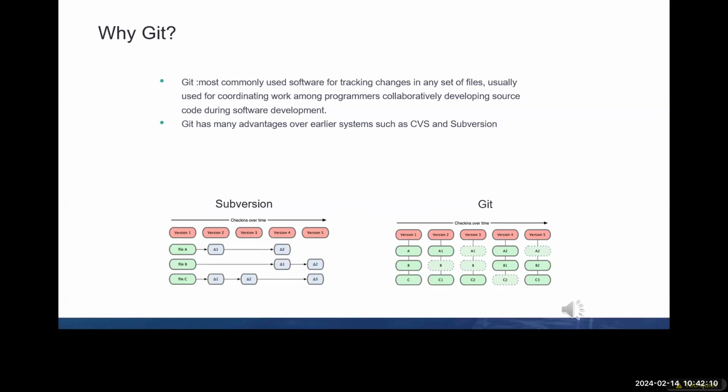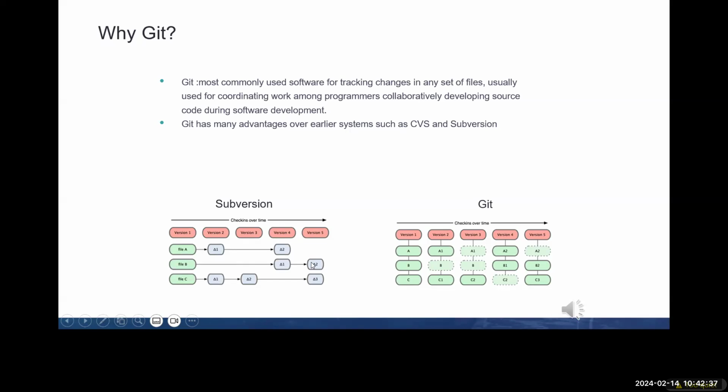So for Subversion, we have the changes over time. We have here version 1, version 2, version 3, version 4, and version 5. And here for file A, this is what we changed in version 2. And after, in version 4, we are just changing this. For file B, the first change was made in version 4 and the second is in version 5, etc.